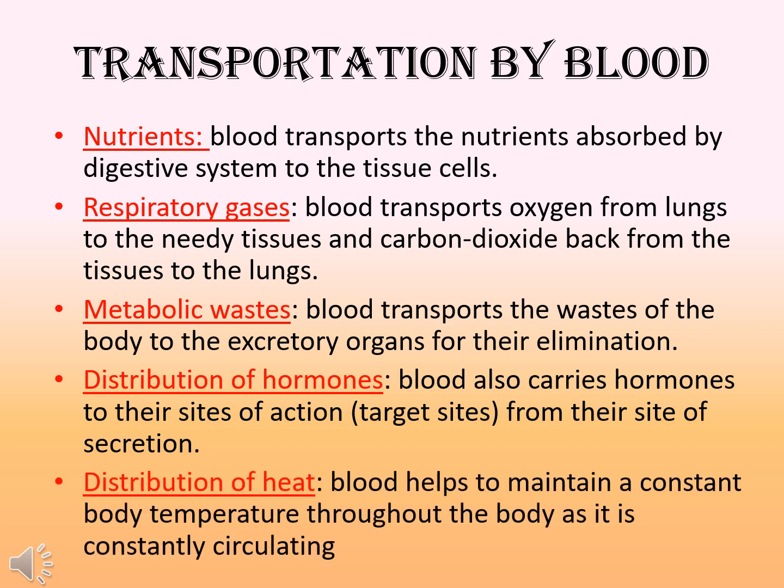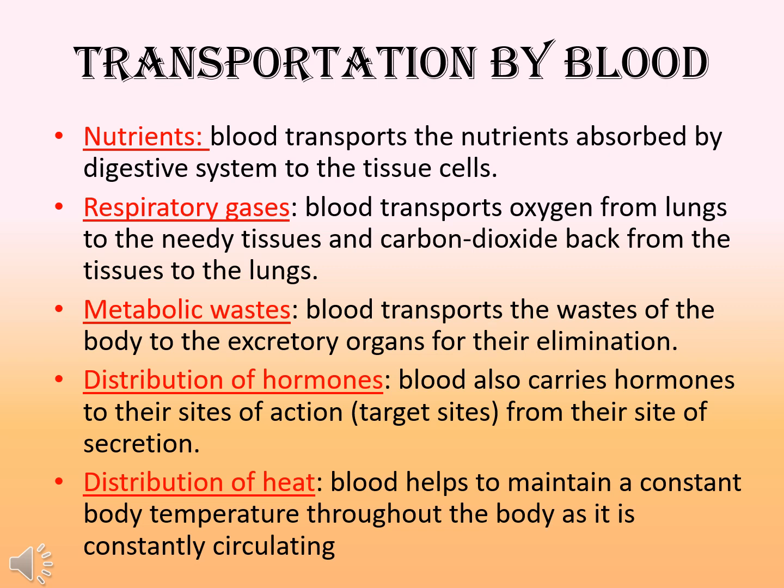Let's come to the first function, transportation by blood. Nutrients. Blood transports the nutrients absorbed by the digestive system to the tissue cells. Respiratory gases. Blood transports oxygen from lungs to the needy tissues and the carbon dioxide back from the tissues to the lungs. Metabolic wastes. The blood transports the wastes of the body to the excretory organs for their elimination. Obviously, they have to be thrown out.